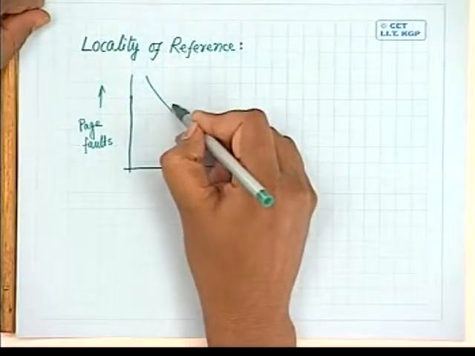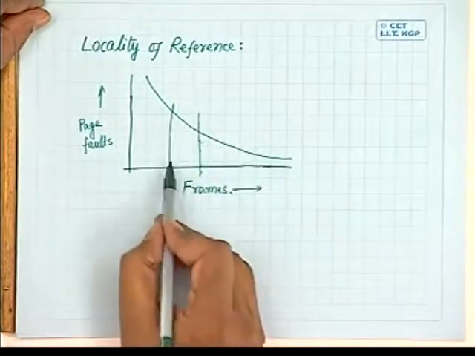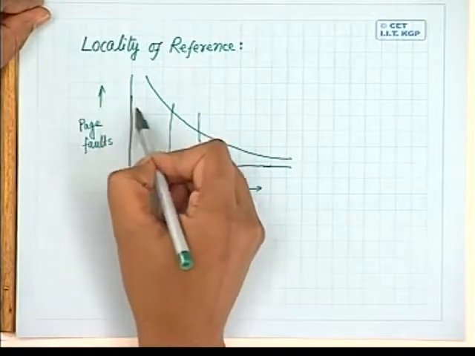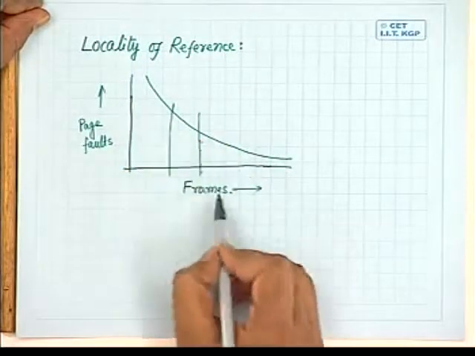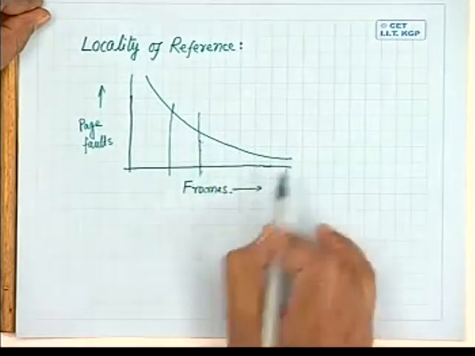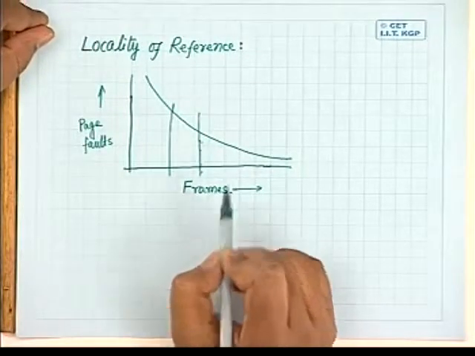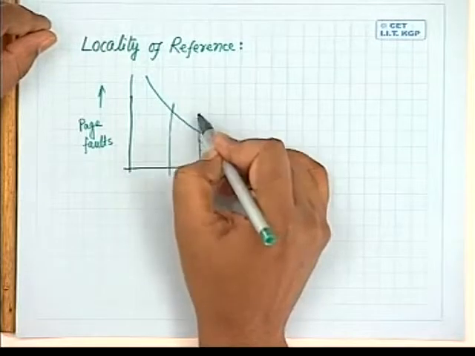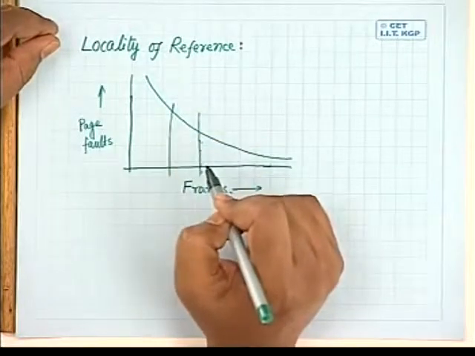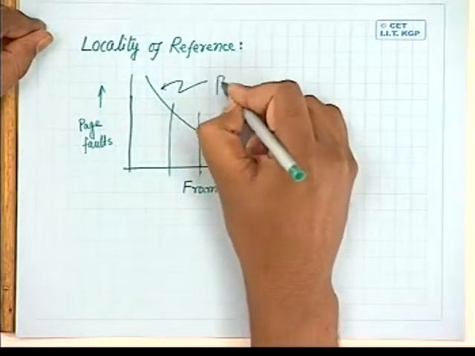And here you find that there is some region, say somewhere here. If you reduce the number of frames below this, the rate of increase of page faults is very high. Whereas if we increase the number of frames beyond this, the reduction in the number of page faults is not that significant. Okay. So we should always try to maintain the number of frames available for accommodating the pages somewhere here. Okay. This kind of curve is called a Parachor curve.